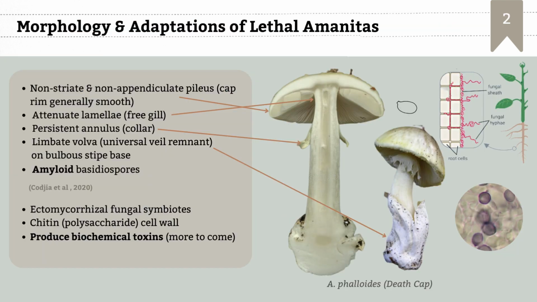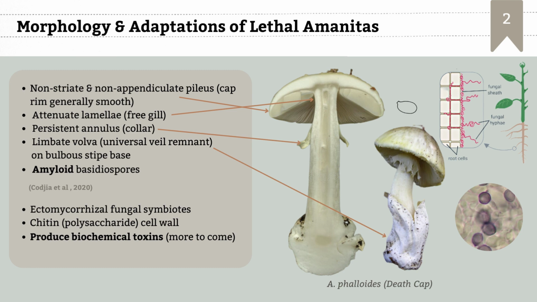A bit of morphology and adaptations of lethal amanitas. They generally have a cap that is smooth. They have free gills. They have a collar that can be seen on the body, and they have a universal veil remnant on the bulbous stipe base.